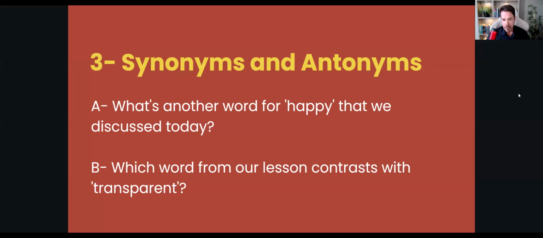Right. Number 3 is very similar to direct recall, but instead of asking students to come up with the word based on a definition, you give them a synonym or an antonym. For instance, what is another word for happy that we discussed today? And maybe the word was thrilled, delighted, elated, exhilarating, or something like this. Which word from our lesson contrasts with transparent?